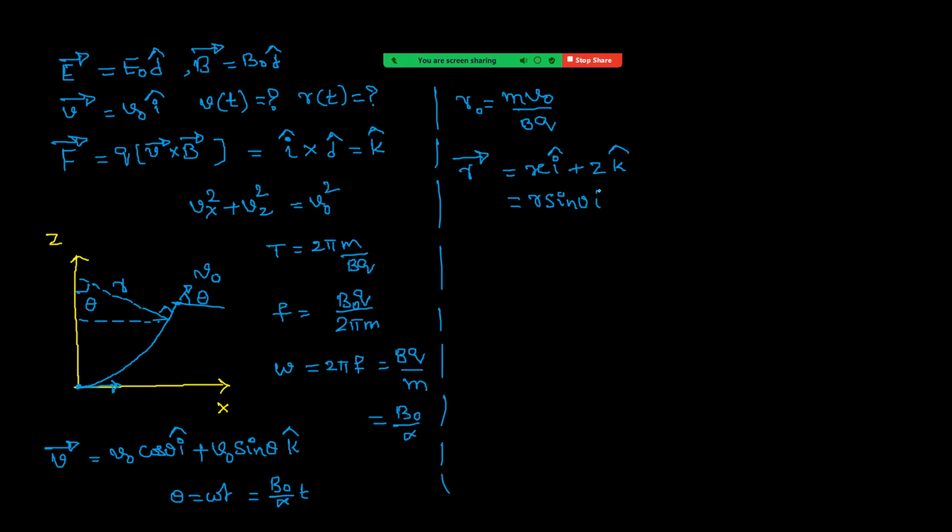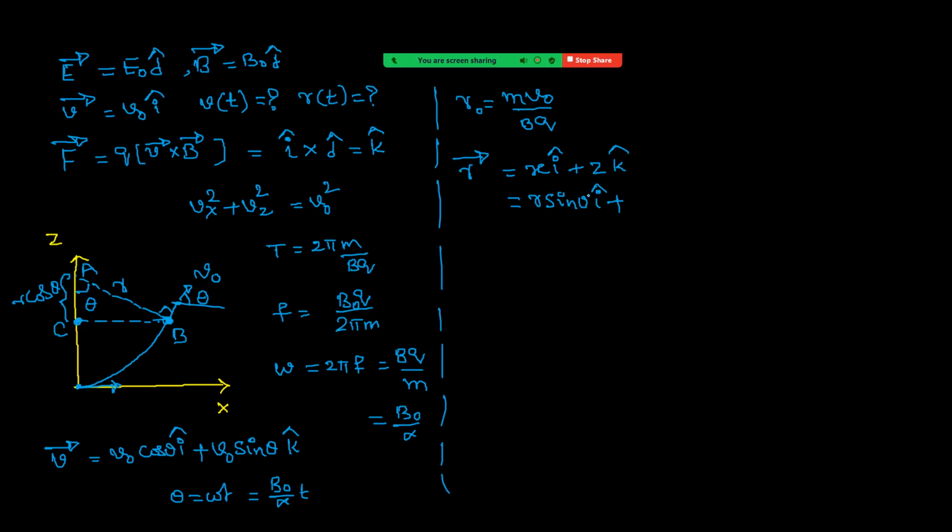So r sine theta i cap plus, in the place of z, see carefully. This value is r cos theta. This is now the location of the particle, and for that, this is the z coordinate. You can see from here. Or let us say this is A, this is B, and this is C. B is the location of the particle, and C corresponds to its z coordinate.